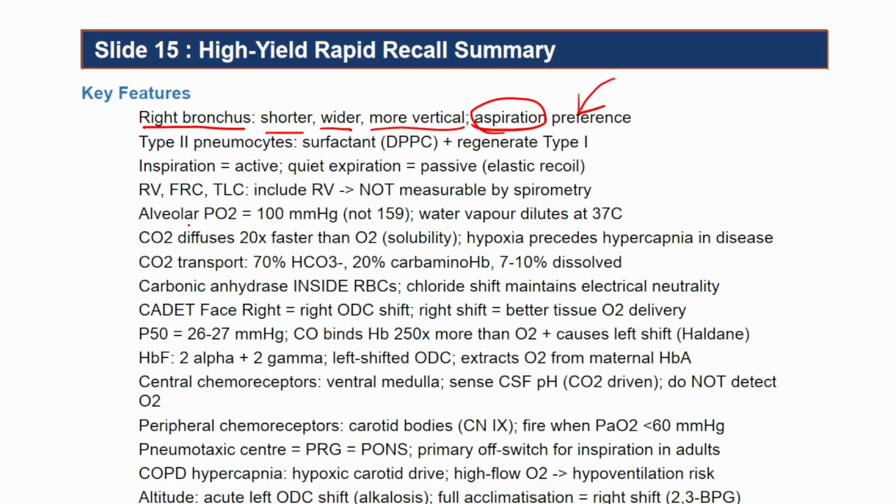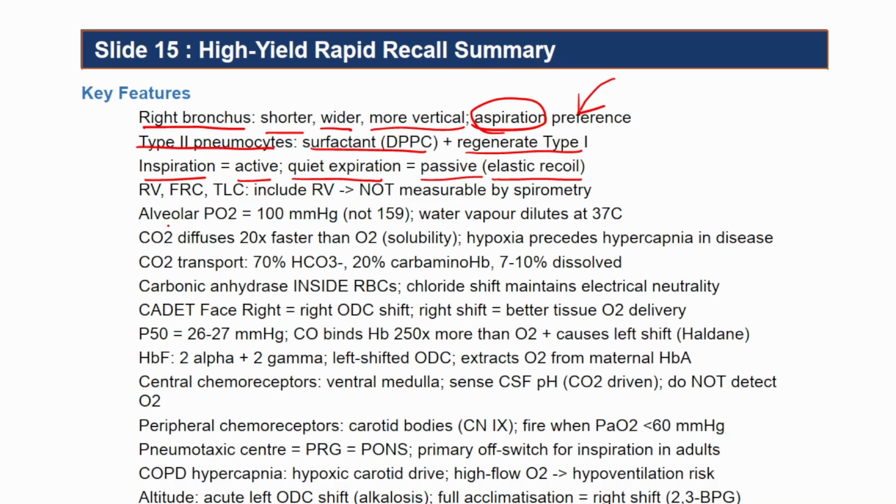Deep within the alveolar walls, we find type 2 pneumocytes. These specialized epithelial cells act as microscopic manufacturing plants of surfactant, and at the same time, type 2 pneumocytes also serve as progenitor cells that proliferate and regenerate injured type 1 pneumocytes to maintain the integrity of the blood-air barrier. When evaluating the mechanism of ventilation, quiet normal inspiration is always an active process, requiring skeletal muscle contraction. In contrast, quiet expiration is entirely passive, driven completely by the elastic recoil of the lung tissue and chest wall.